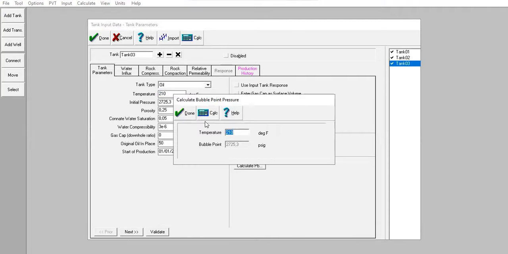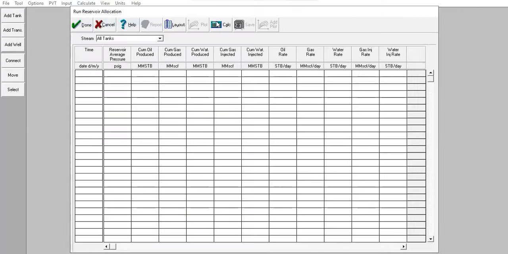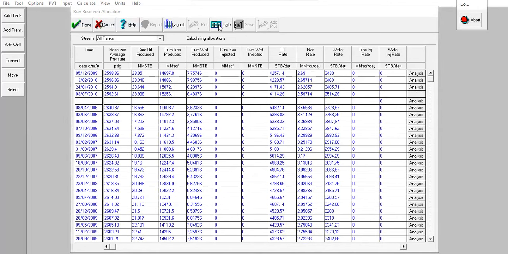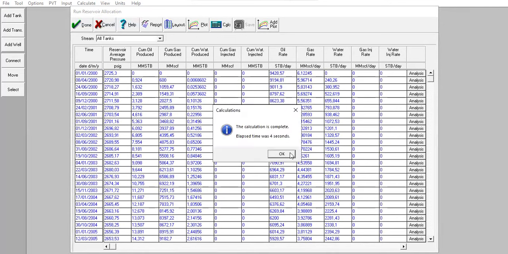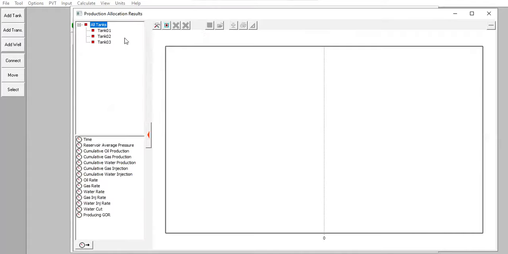Calculate PB. All right, so now we can go back to calculate and run allocation. Calculate. You can see we have the time, the average reservoir pressure, cumulative oil produced, cumulative gas produced, cumulative water produced, and the calculated oil rate, gas rate, and water rate. We can create the plot.